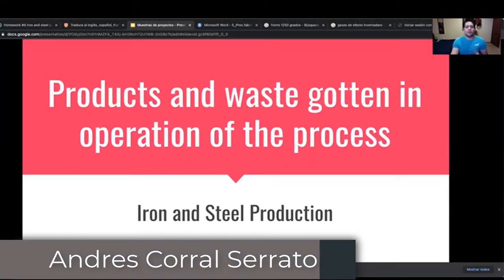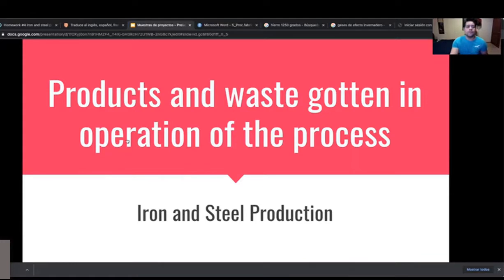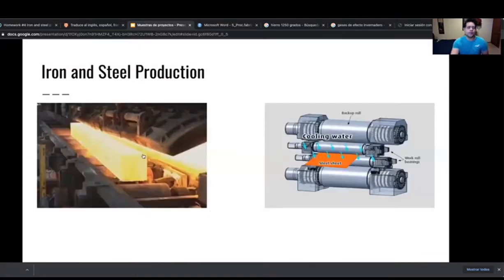Products and waste obtained in the operation of the process. Iron and steel production. After the iron warms up, it passes to the rolling mill. At this stage, iron is not yet usable as it must be transformed into commercial products by means of lamination or hot forging. In a simple way, we could describe lamination as a process in which the semi-finished product is placed between two rollers or cylinders, as we can see in this picture, that rotate at the same speed in the opposite direction, reducing the cross-section thanks to the pressure exerted by them.